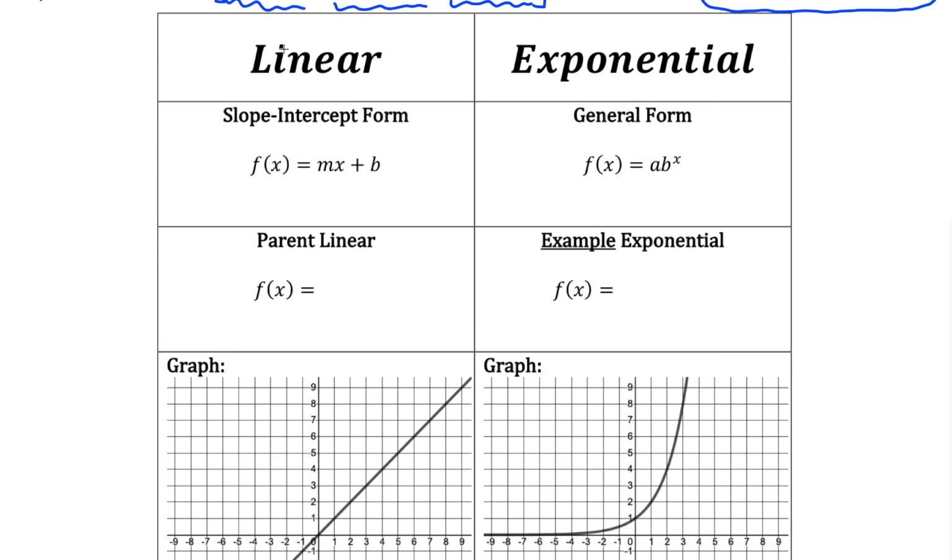So let's talk about linear functions and exponential functions. All right, so linear functions, you can write them in slope-intercept form, you can write them in standard form. The way that you're most familiar with is y equals mx plus b, where m is your slope, and this b is your y-intercept.